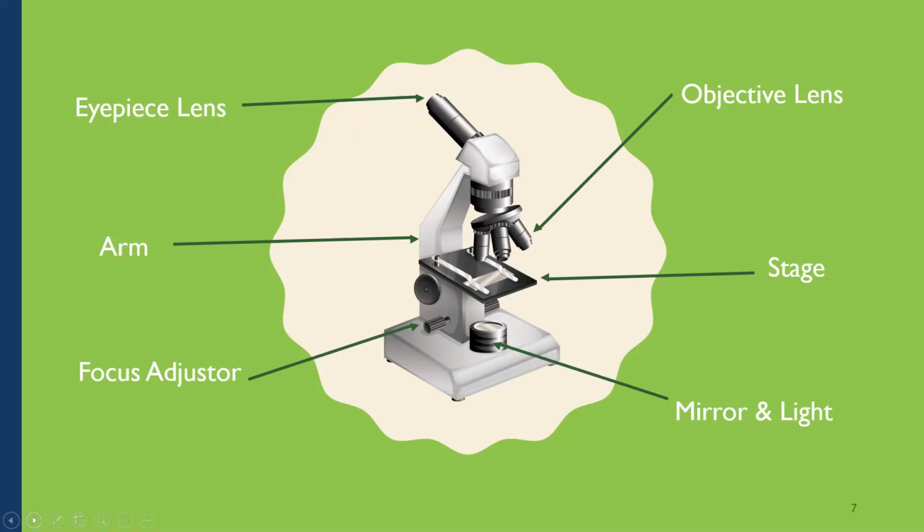We also have the objective lens. So we have 3 objective lenses, and these are all different magnifications. So this enables us to see different types of cells with different clarity and enables us to focus on them. We have the stage, which is where we would clip our slide onto so that we can actually view the specimen that we're looking at. And then at the bottom there, we have a mirror and light. It's important to have the mirror and the light because that's what helps us actually view the specimen. So the light shines through the specimen so that we can actually see the cells.